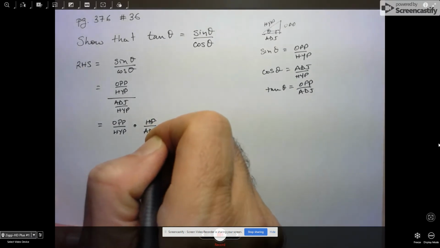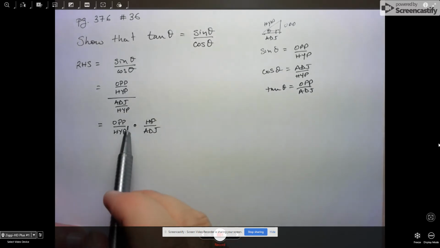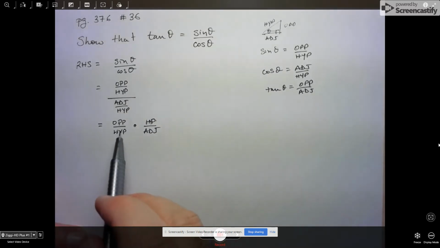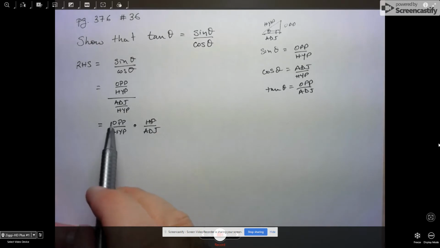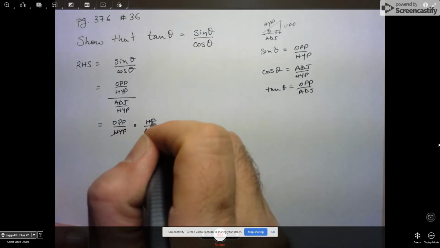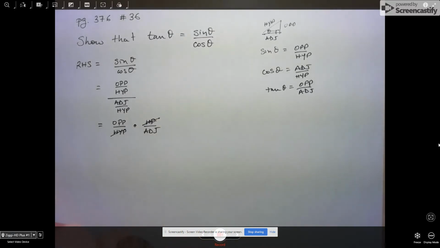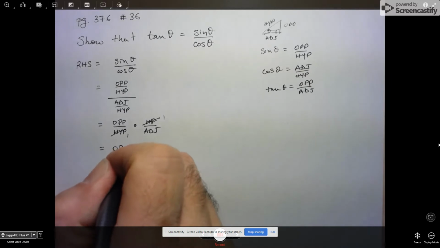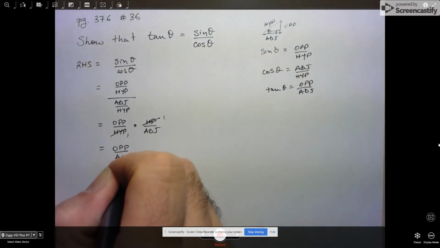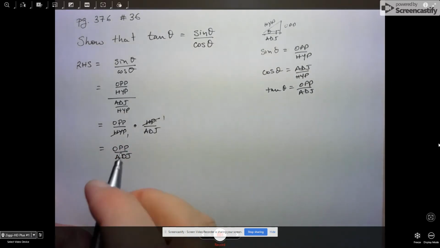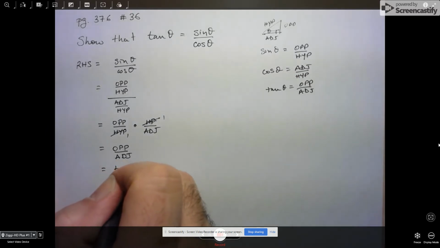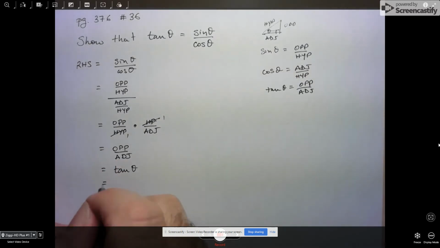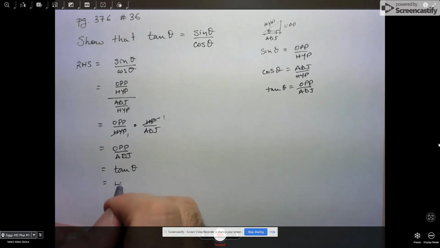over adjacent. When we're multiplying two fractions, we can simplify any factor in the numerator with any factor in the denominator. So the hypotenuse over hypotenuse just gives me 1 over 1. And what are we left with? Opposite over adjacent. And what's that equal to? That's just equal to tangent of theta. So we've shown that the right-hand side is equal to the left-hand side.